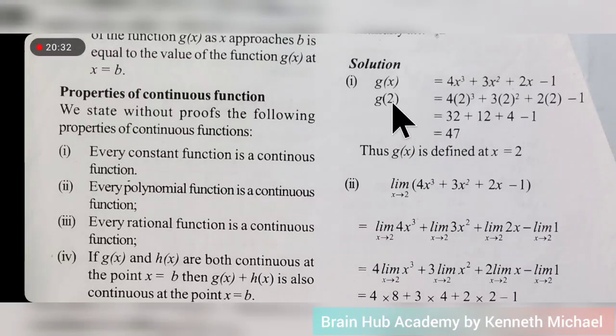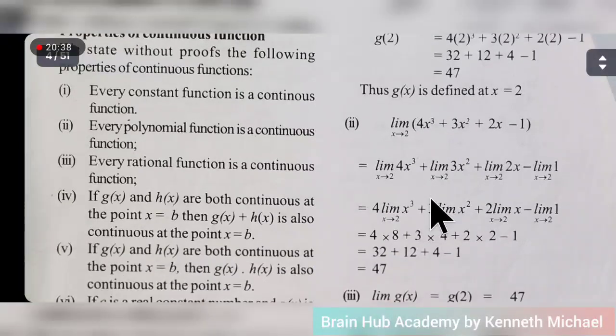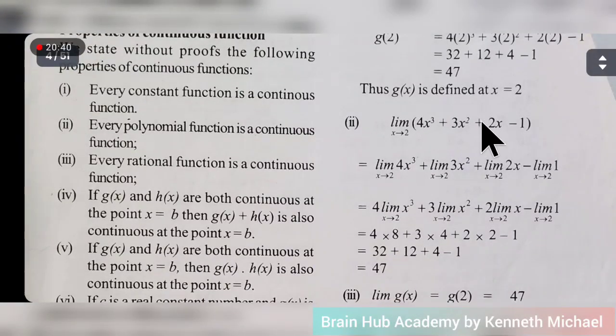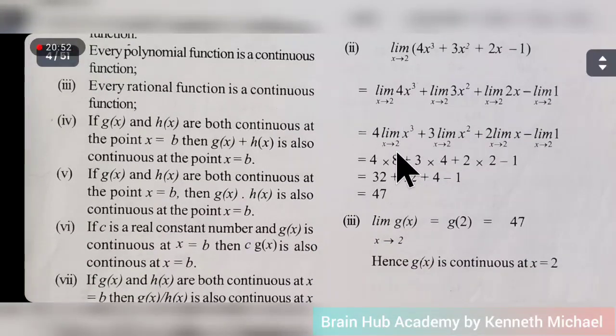So at 2, the function actually exists. So let's check whether the limit of it also exists. The limit of this function, if you distribute this limit over each of these terms, which is what we have here, as s tends to 2, you discover that we are going to have the limit of 8, because 2 raised to power 3 here is 8.